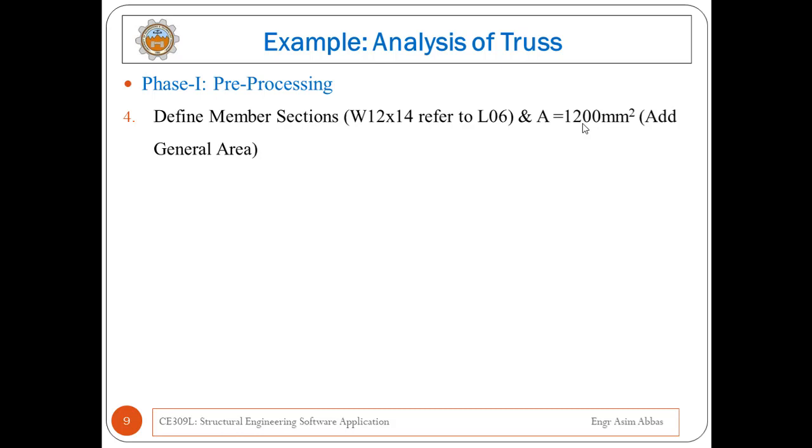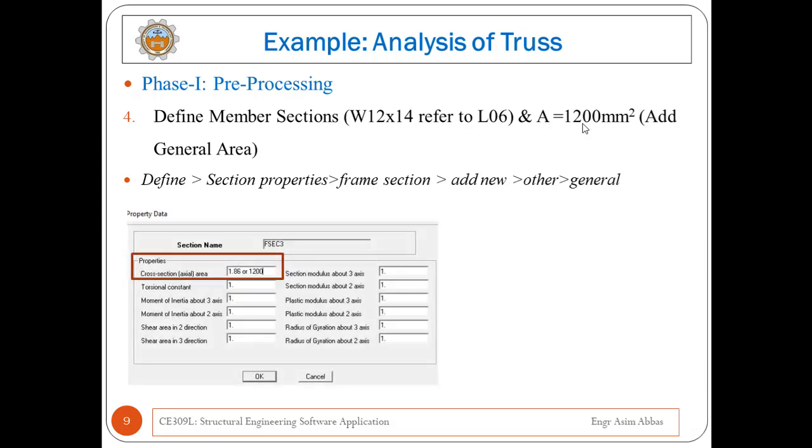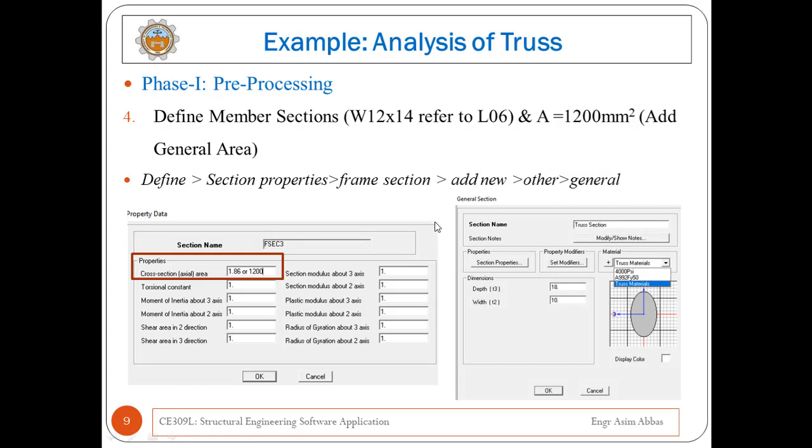Okay, how to add a journal area? Just go to Define, then Section Properties, then Frame Section, and from Frame Section add a new property section, then go to Other, and from there select Journal. When you click on Journal, this property data box will open. From this property data box, just enter the cross section, which is the axial area, having a value of 1200 mm square, right? And then click on OK. So this will develop a journal area having specific dimensions, and the total area will be 1200 mm square.